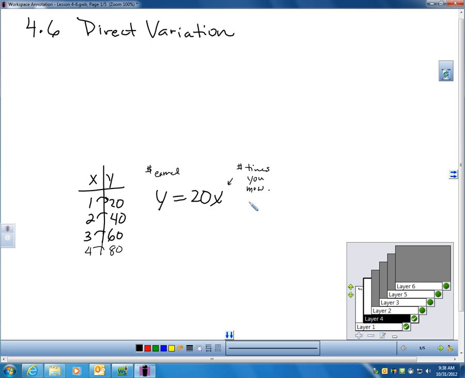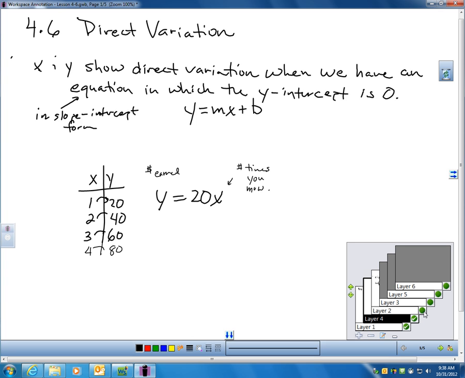Now, in the book, when you look at page 253, at the top it says 2 variables x and y show direct variation provided y equals ax and a is not equal to 0. Okay, that sounds very technical. I'm going to try to explain it in my own way. X and y show direct variation when we have an equation in slope-intercept form, in which the y-intercept is 0. That's what I have here.